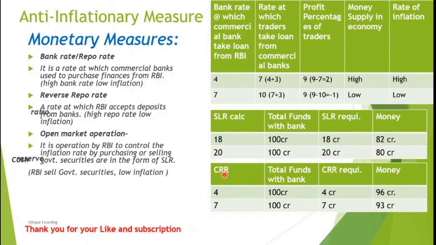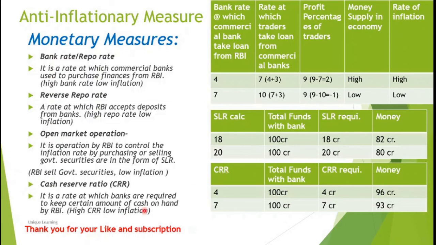Okay, next point is the cash reserve ratio, which is known as the CRR. It is a rate at which the banks are required by the RBI to keep a certain amount of cash on hand, that is high CRR, low inflation. Let us understand with the same example. If CRR at the current situation is 4%, with 100 crore deposited with the bank, the CRR requirement would be 4 crore. So only 96 crore rupees would be available for commercial banks to disburse.